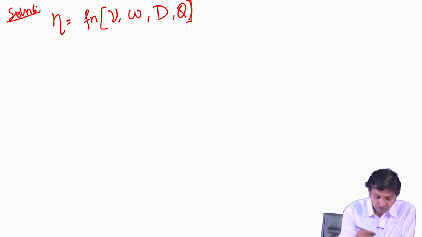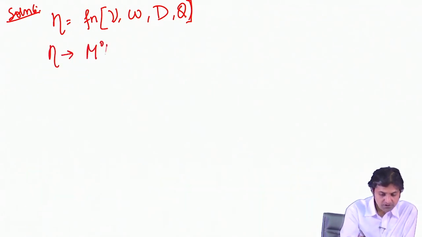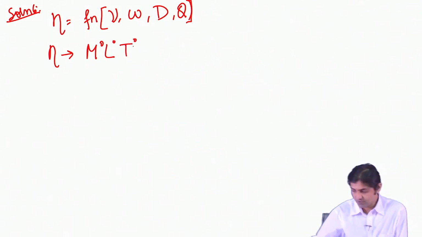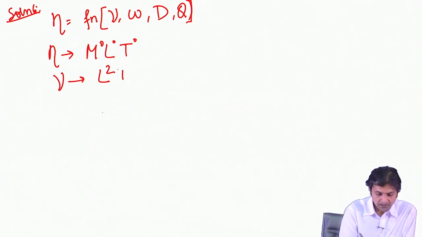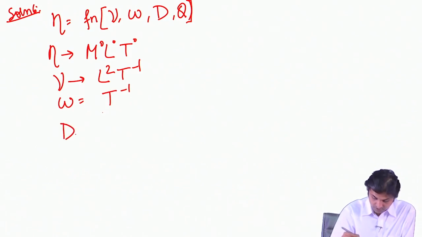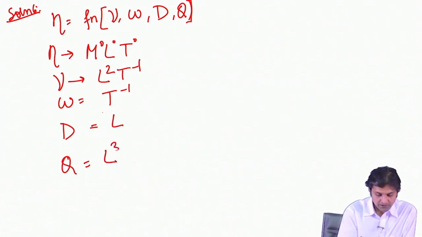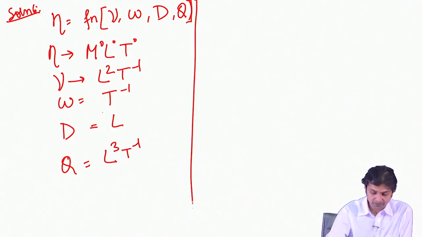The second thing we do is write the dimensions. So, the dimension is M to the power 0, L to the power 0, T to the power 0. The nu is L square T minus 1, omega is angular velocity, so it is going to be T minus 1, the diameter is of course L, and q is L cube T minus 1. So, these are the basic dimensions that we have written.